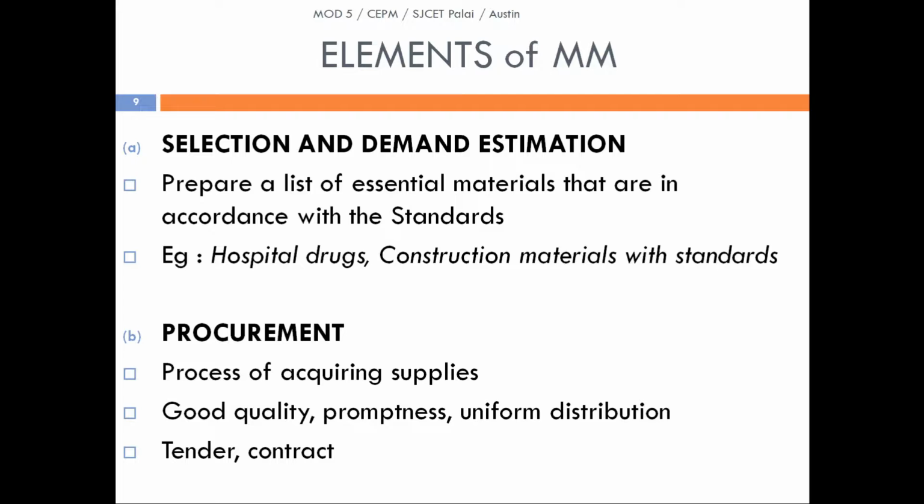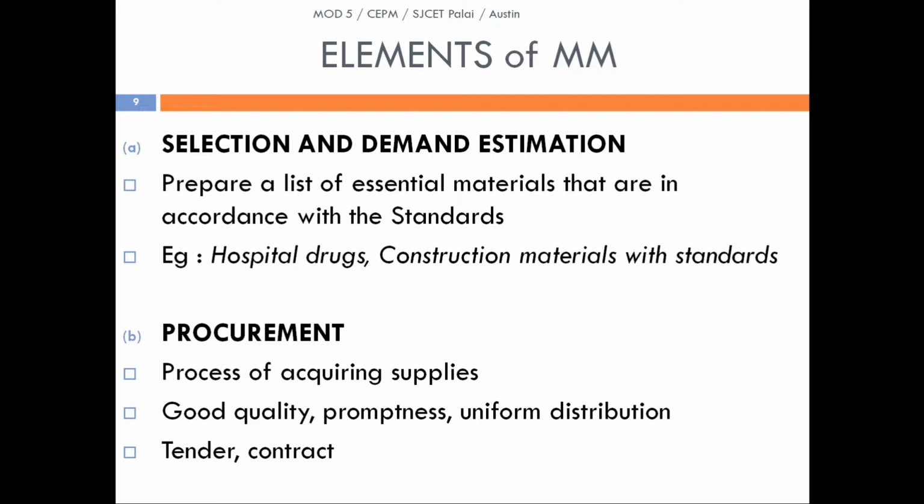First, we have to prepare a list of essential materials in accordance with the standards. For example, if the product which we have to procure is hospital drugs or any kind of construction materials, there should be certain standards put forward by the authorities, and those standards have to be satisfied while we are procuring the materials. So when we are preparing an estimate, or going for a selection, we have to keep in mind what essential materials we need. At the same time, those should be prepared based upon the standards put forward by the authority.